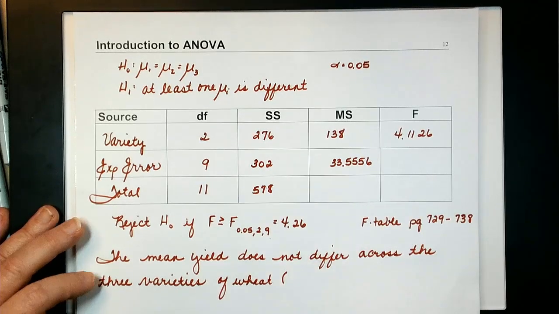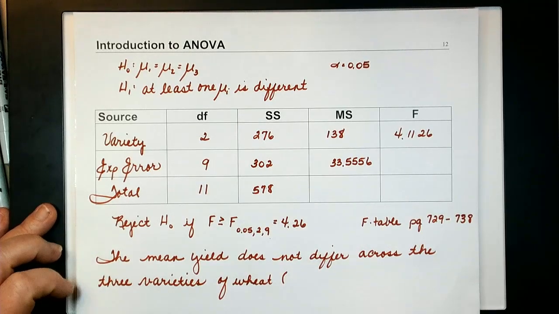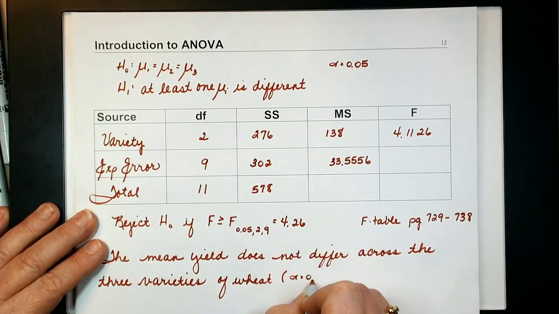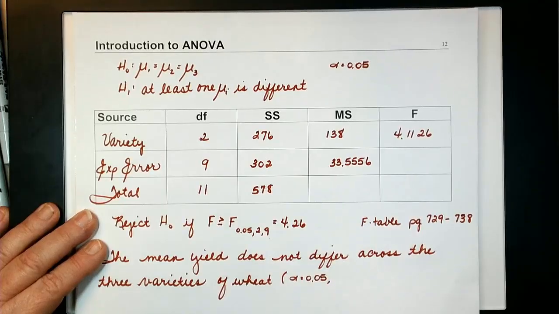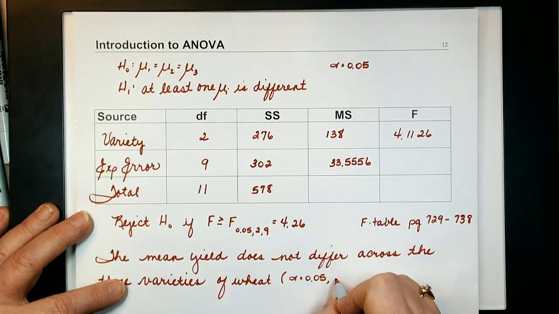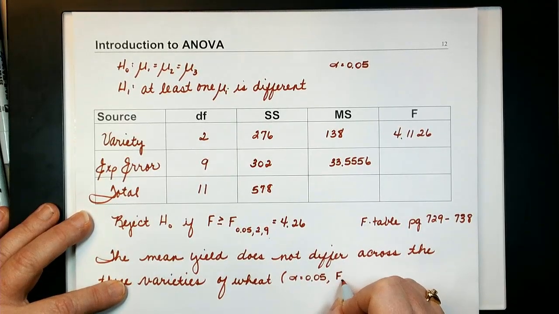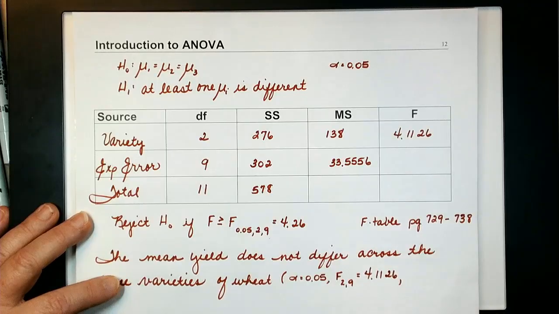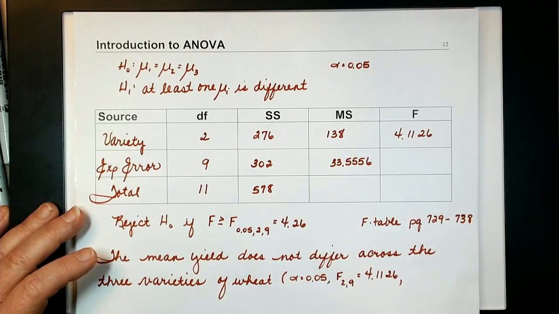Whenever you write a conclusion for me, you write a complete sentence in the context of the problem. You cite your alpha at which you conducted your test, the test statistic that you're looking at to come to that conclusion, that is the value you calculate, and the observed significance level or p-value.